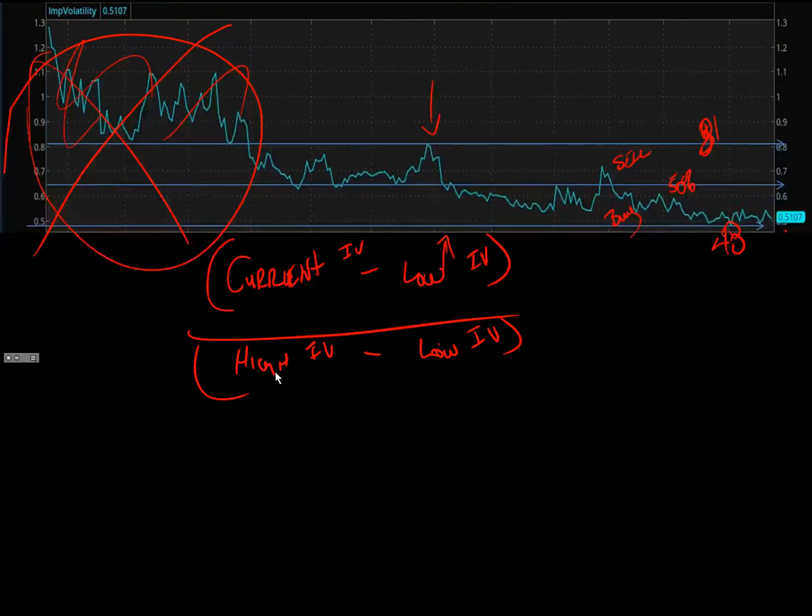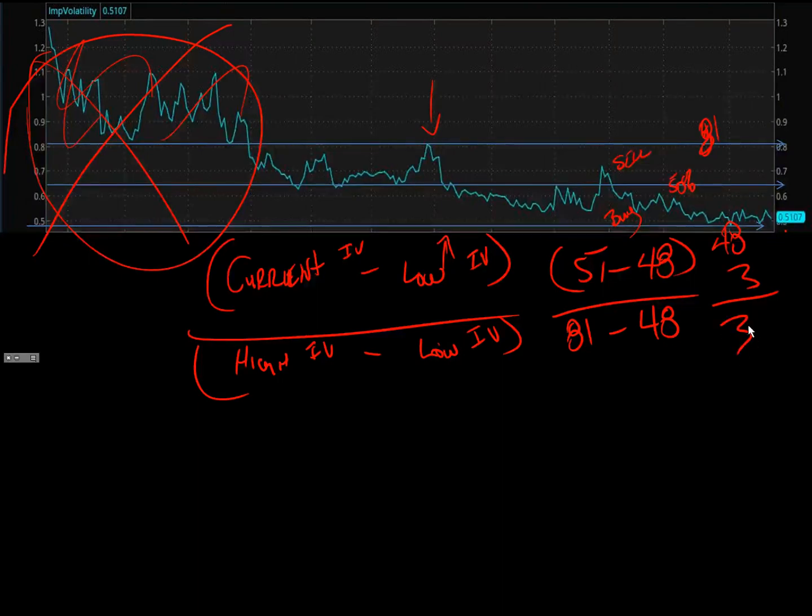All right, so current, we've got, what was that, 51. The low is 48. Take that sum and divide it by the high, which is 81, minus the low, which is 48. And that gives me 3 over 33. So what is that? It's right around 10%. All right, so let's call it 9%. So it's in the 9th percentile, which means it's very low.